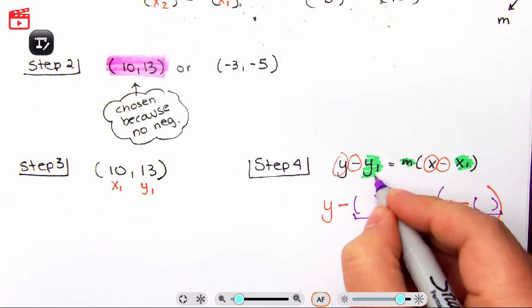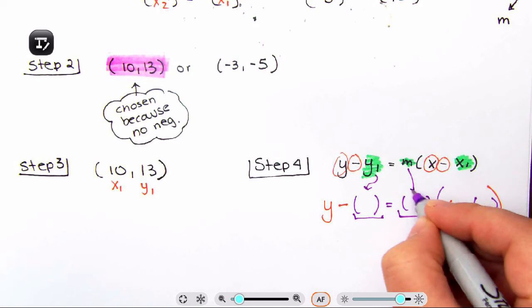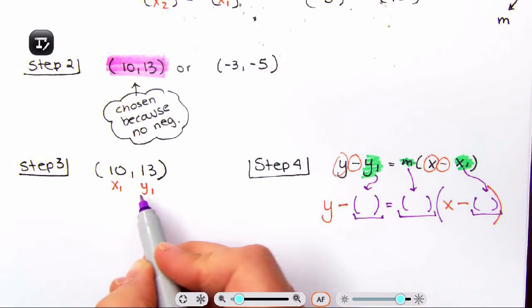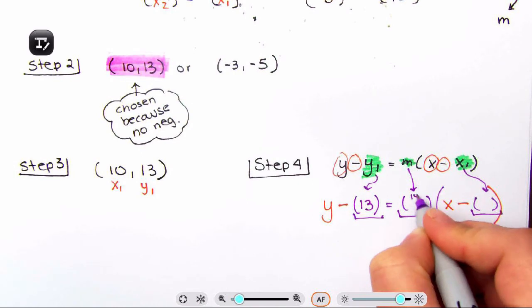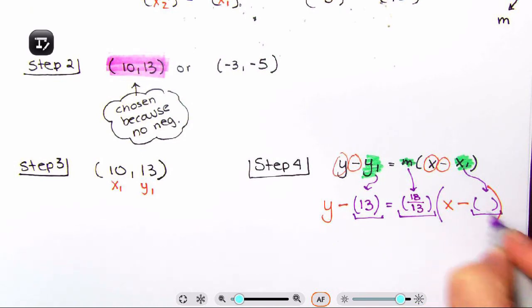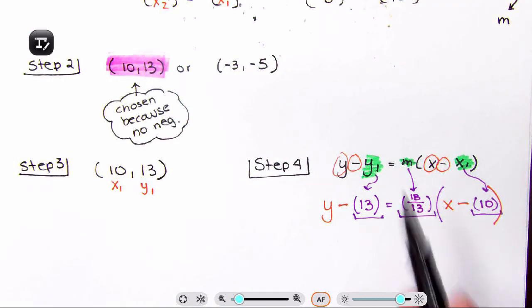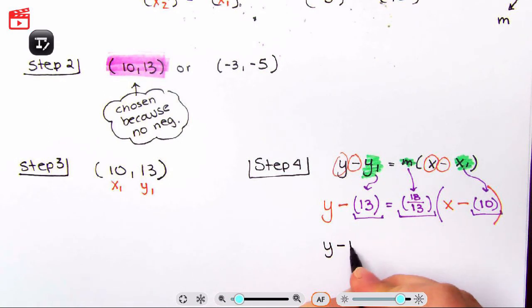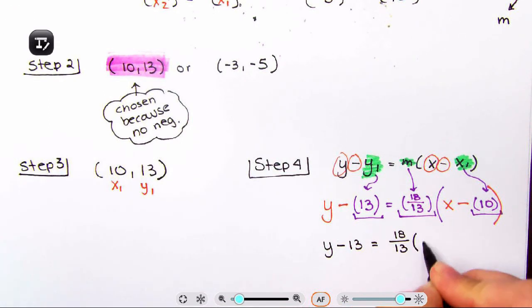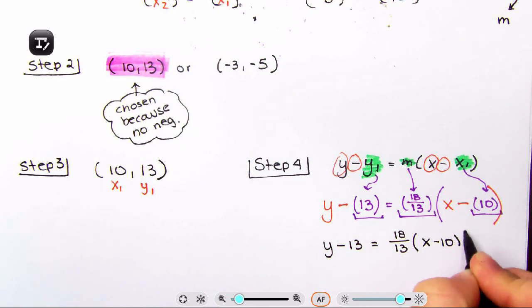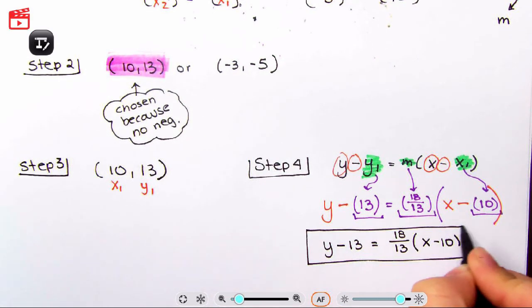So keep, change. What is y1? y1 is 13. The slope we said was 18 over 13ths. And your x is 10. So write this out as your final answer for point slope form. y minus 13 is equal to 18/13 times x minus 10. And that is your point slope form.